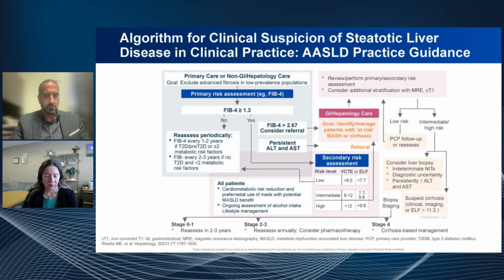If ELF is available, which is the other blood test that is recommended for second line evaluation of scar tissue, the cutoffs to remember in most of the guidances are 7.7 or less. Again, that's a pretty good chance that the person does not have scar tissue. Anything higher than that needs to be referred to hepatology for further evaluation.